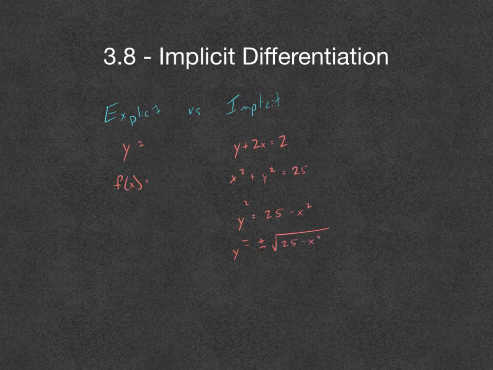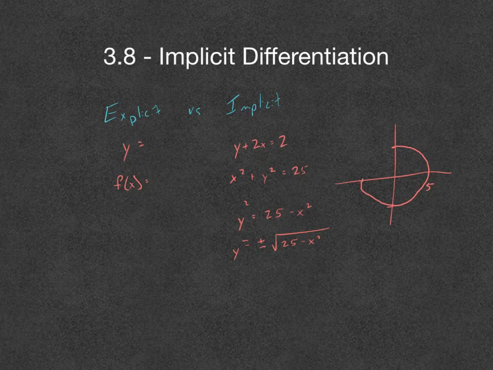Maybe you recognize that equation as the graph of a circle with a radius of 5. There's a poorly drawn circle. I did my best. When I took that square root, you notice I wrote the plus and the minus. The positive square root gives me the top piece of that circle, and the negative square root gives me the bottom piece of that circle.